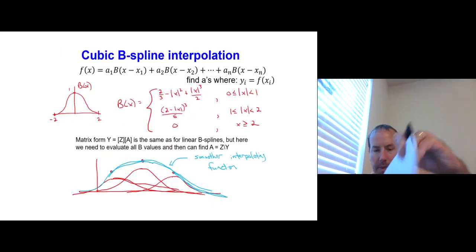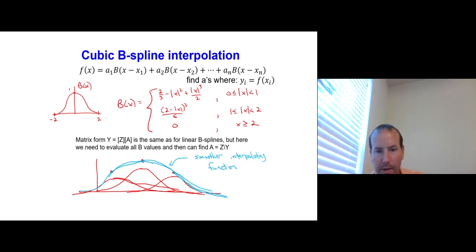So what we've been talking about so far are linear B-splines that were pyramid shaped, but it's also important to know that there are other types of splines that are more rounded, like these. So this is what's called a cubic B-spline.